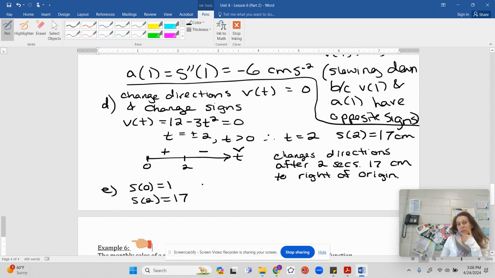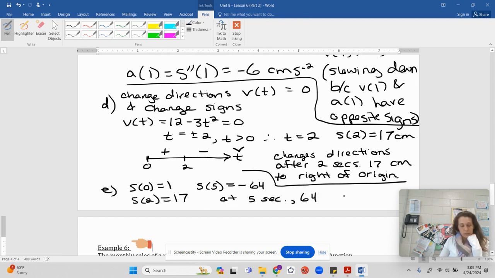The question says, at 5 seconds, where is this, or when is it furthest from the origin? I want to see its position at 5 seconds. If I find the position at 5 seconds, I get negative 64. And so the answer to part E is actually at 5 seconds: the object is furthest from the origin. It is 64 units to the left.